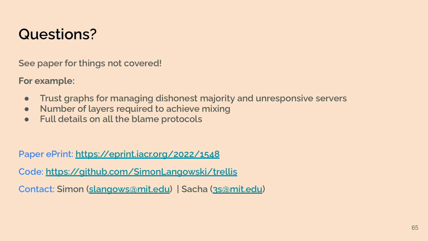Okay, so you can see our paper for things I haven't covered. We cover how to use trust graphs to manage a dishonest majority and to handle unresponsive servers who don't actually send any messages in a layer. We show how to derive the number of layers that are required to achieve mixing, and we provide full details on our blame protocols. I'll now take any questions.